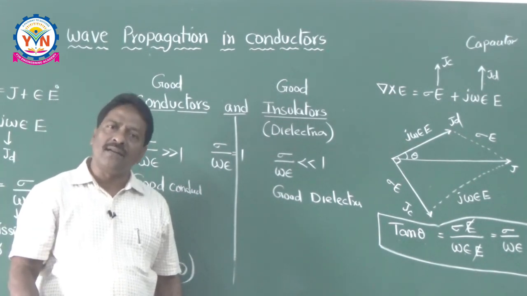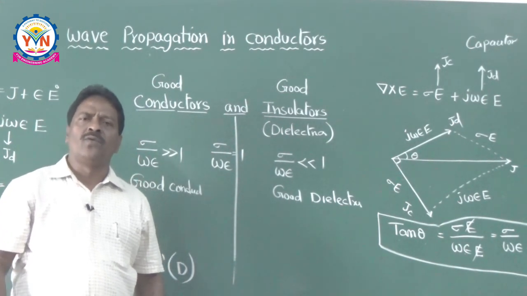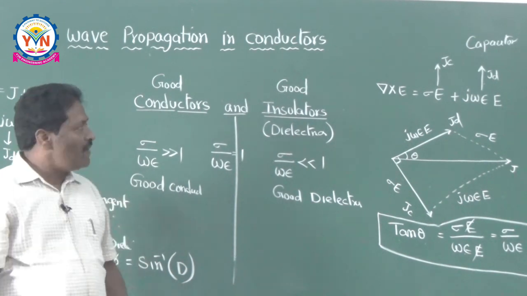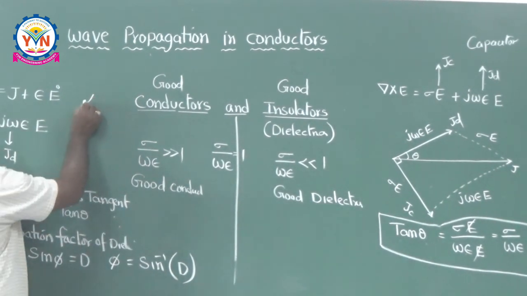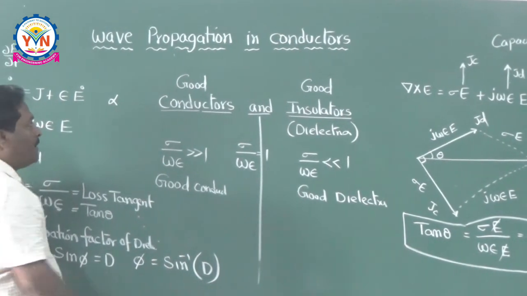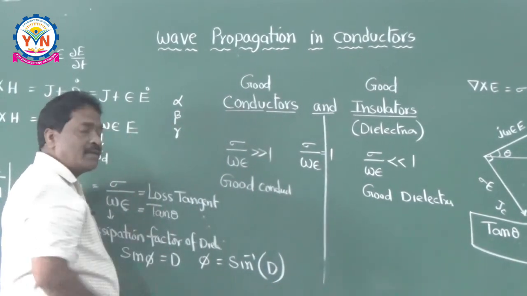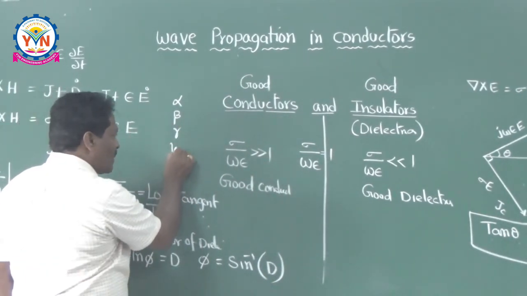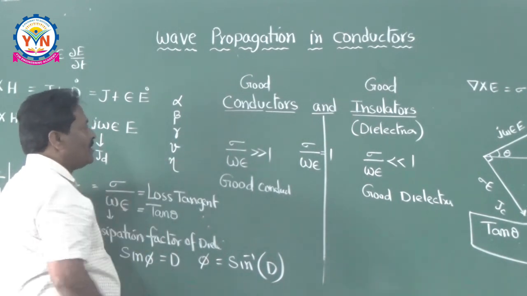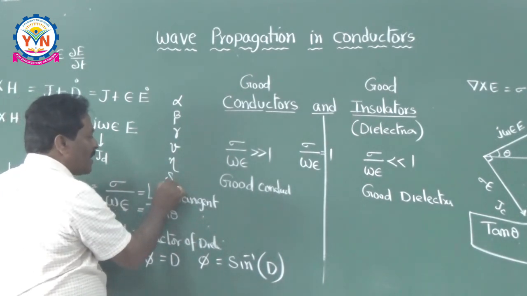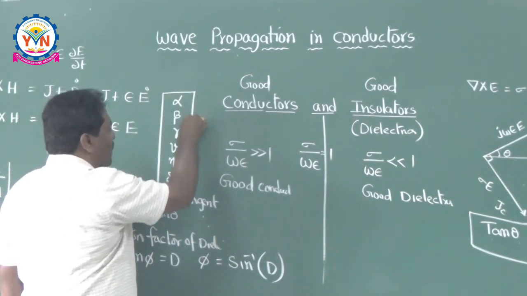So what is a good conductor? Sigma by omega epsilon is very, very much greater than 1. Whatever the medium may be, we are always interested in calculating the value of alpha, the attenuation constant, beta, the phase shift constant, gamma, the propagation constant, velocity of the electromagnetic wave V, eta, the intrinsic impedance, and skin depth delta. These parameters are very, very important for every medium.